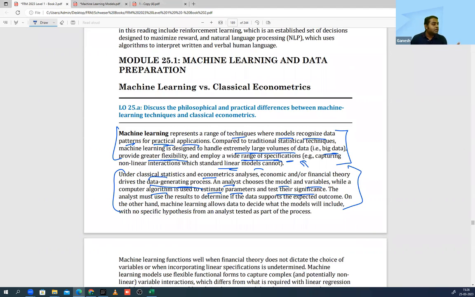What are the parameters? Parameters means your B0, B1 in your linear regression. What is this significance? Significance means when you run a model, you basically go and test whether the model is good or not. So there are different ways to check it. R-square, you can do hypothesis testing, right? So the ultimate aim is to create a model and to test whether the model is good enough or not.